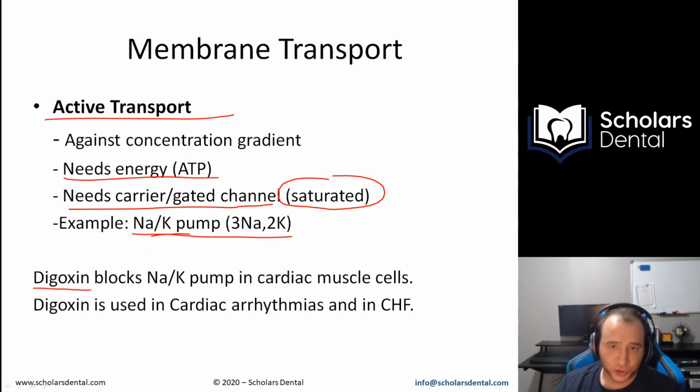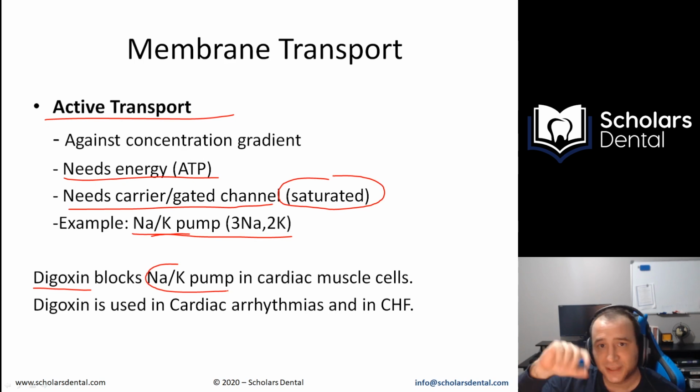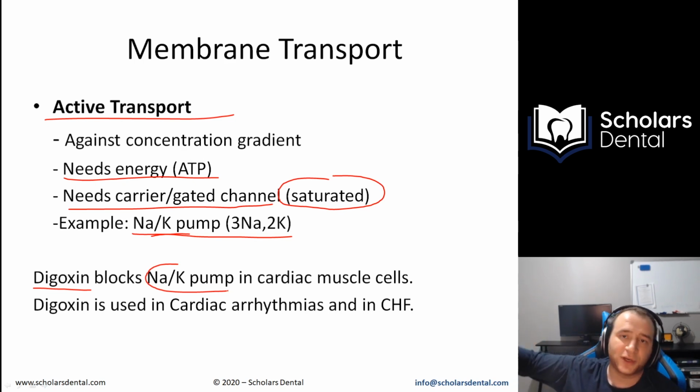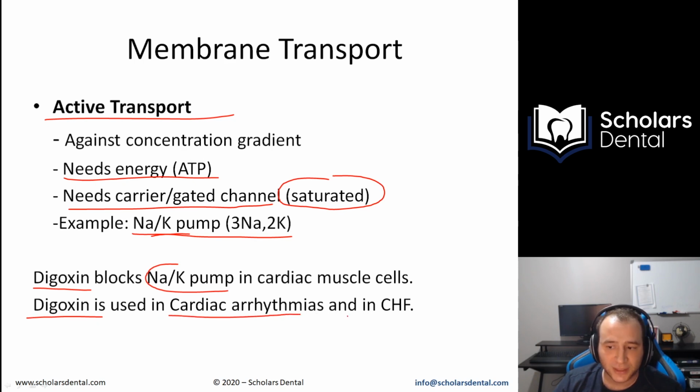Digoxin, for example, is a drug that blocks the sodium-potassium pump in the cardiac muscle. So this is just an example. Usually in our full course, we use these little hints so that it builds up and then you remember them when we talk about them in pharmacology. We're trying to use some methods and techniques to help you learn things in pharmacology easier. Digoxin is actually a drug used in cardiac arrhythmias and mainly congestive heart failure to increase the pump of the heart.